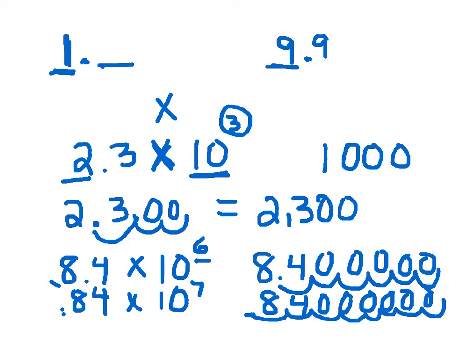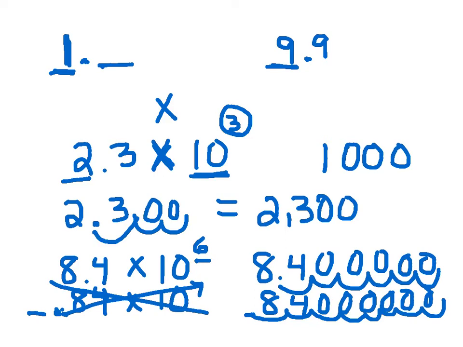However, this is not scientific notation because there was not one digit to the left of the decimal point. So that's how we go from scientific notation to a decimal number.